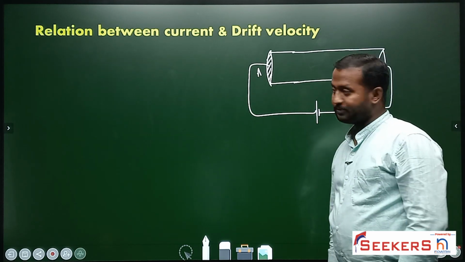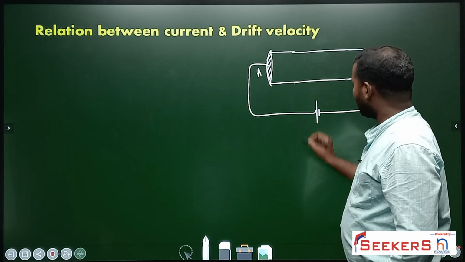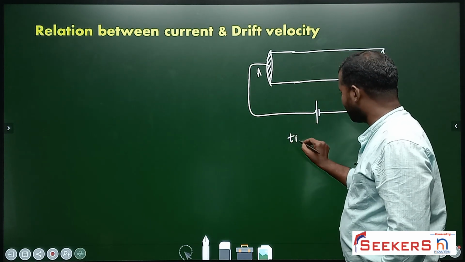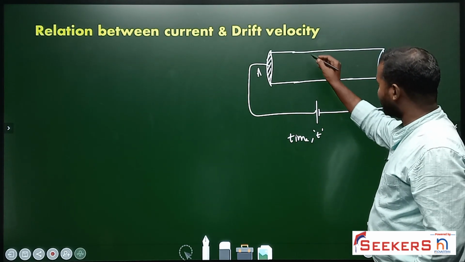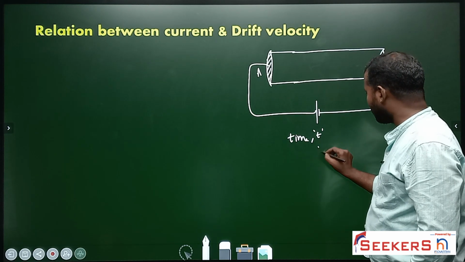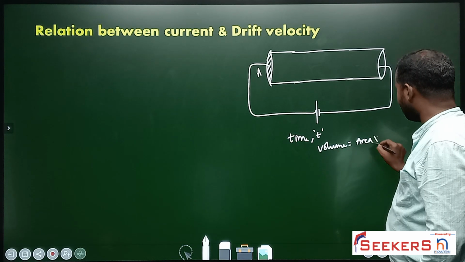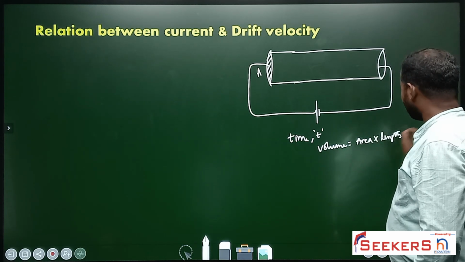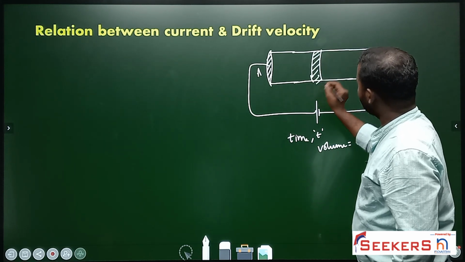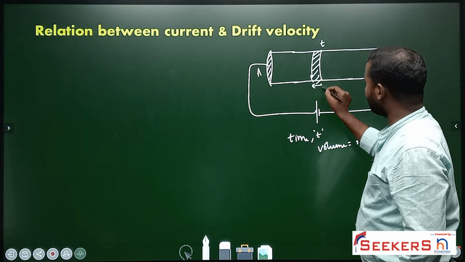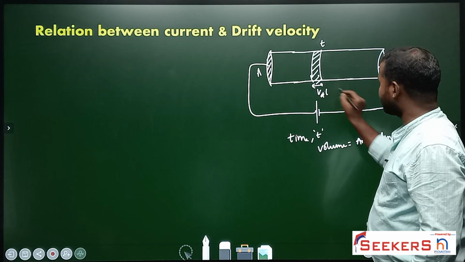Let us see the relationship between current and drift velocity right now. Let us take a conductor. Now in time t, how much volume has been covered by these electrons? Let us talk about the volume here. Volume is equal to, can I say, area into length. I am talking about a small length part within which, in time t, the electrons cover the length L, and that length L can be written as velocity into time, Vd into t.